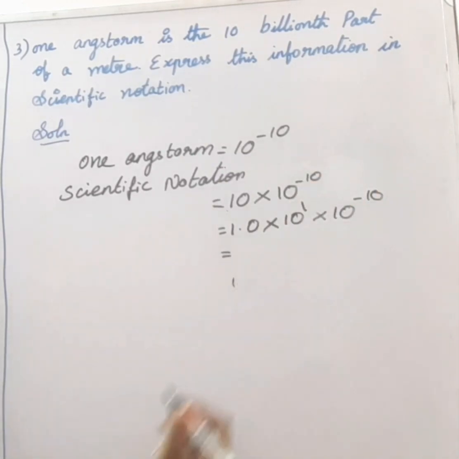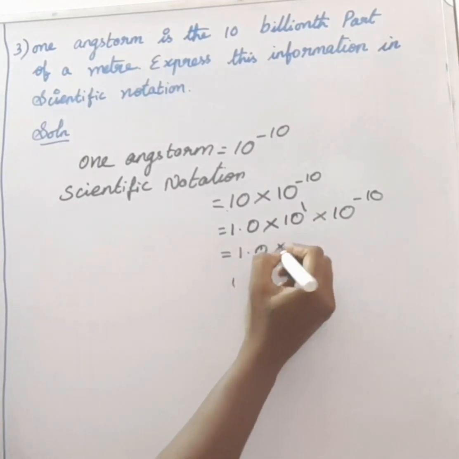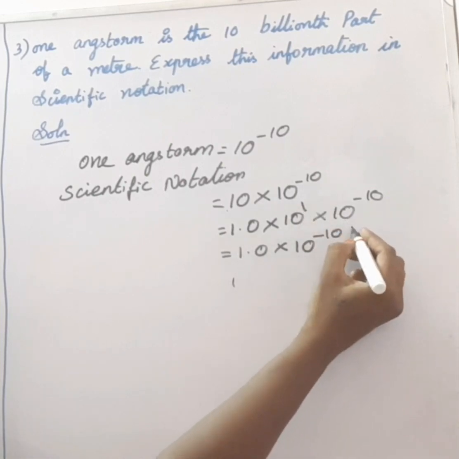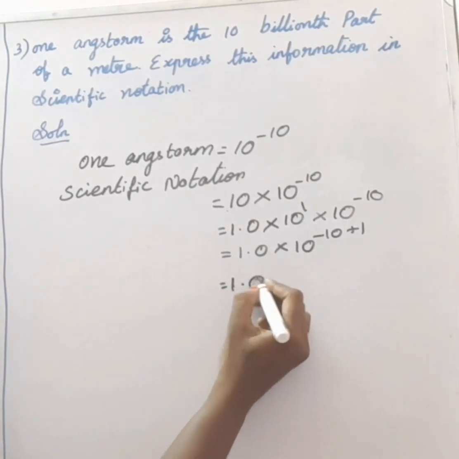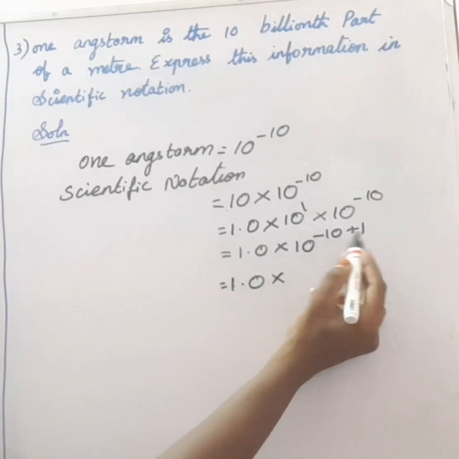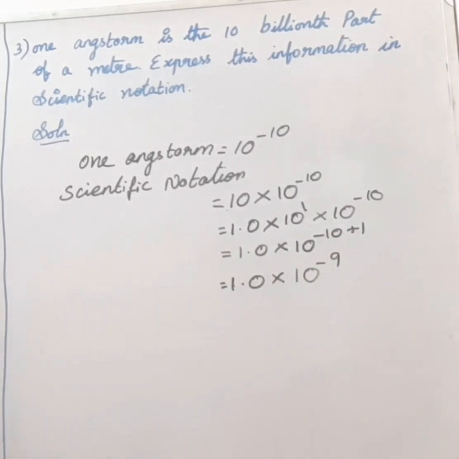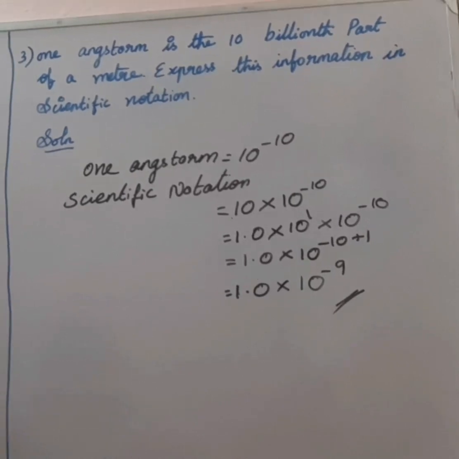We add these two powers. So 1.0 into 10 power minus 10 plus 1, which becomes minus 9. So 1.0 into 10 power minus 9 is the scientific notation of 1 angstrom. Okay, let us see the fourth sum.